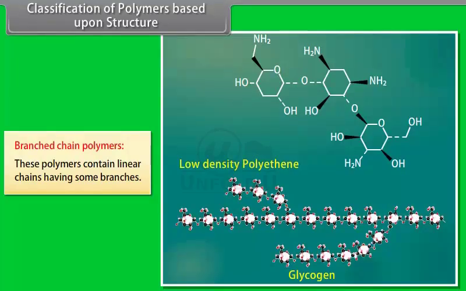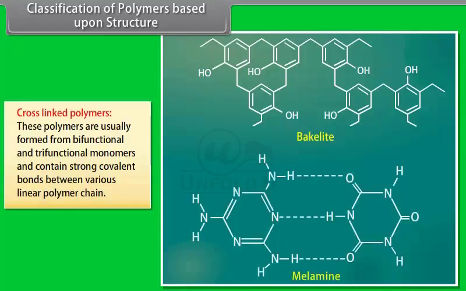These polymers contain linear chains having some branches. For example, low-density polyethylene and glycogen. Cross-linked polymers. These polymers are usually formed from bifunctional and trifunctional monomers and contain strong covalent bonds between various linear polymer chains. For example, bakelite and melamine.